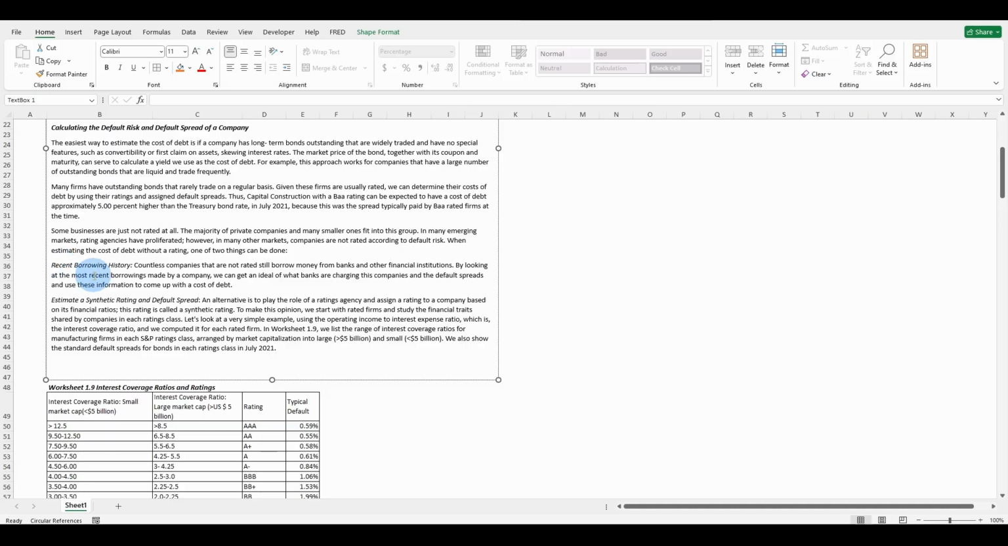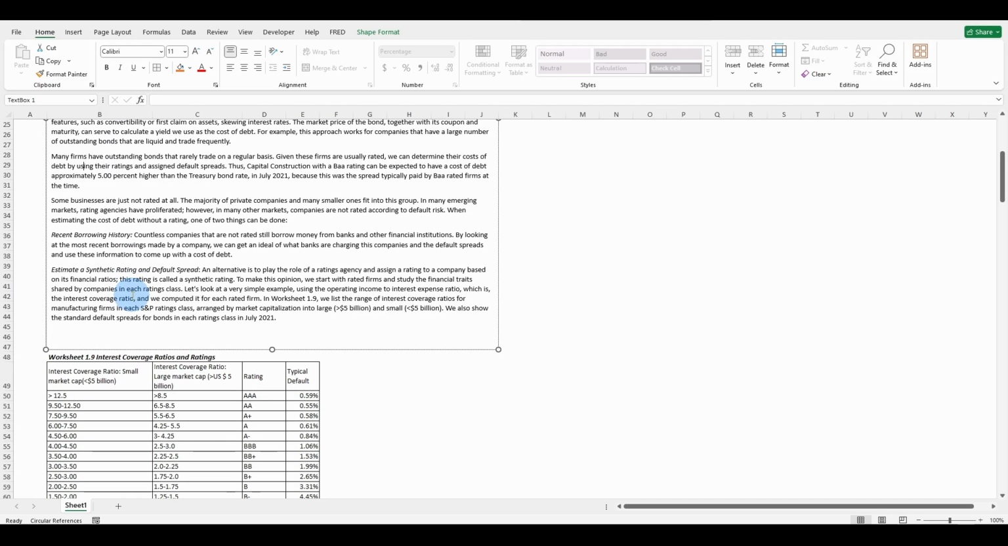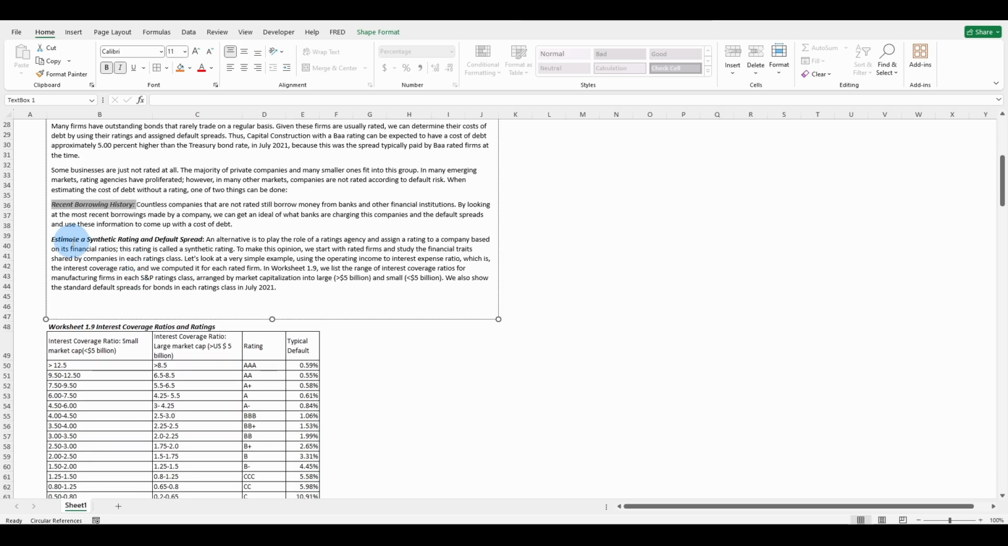Recent borrowing history. Countless companies that are not rated still borrow money from banks and other financial institutions. By looking at the most recent borrowings made by a company, we can get an idea of what banks are charging these companies and the default spreads, and use this information to come up with a cost of debt.